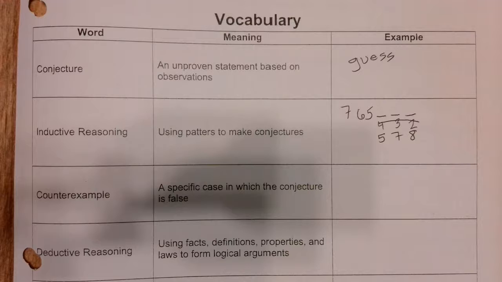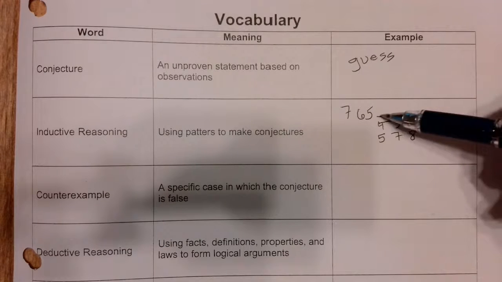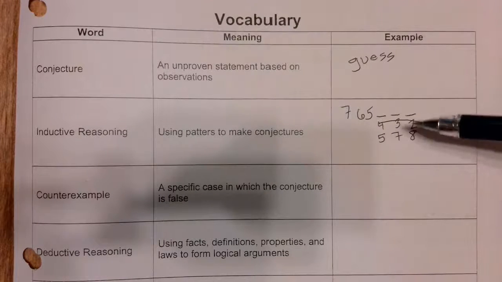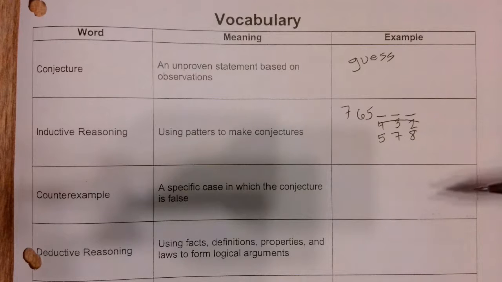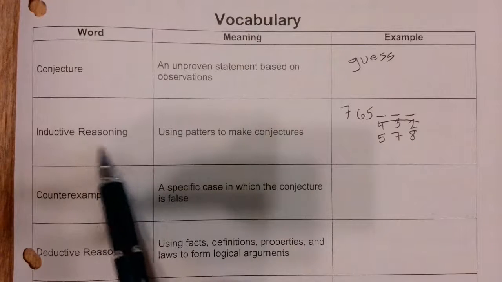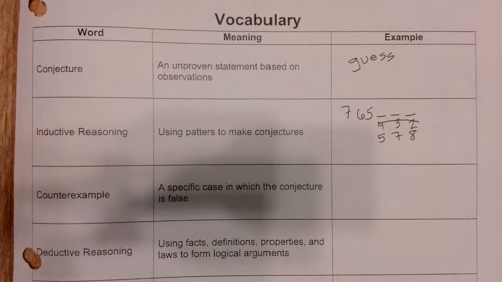The digits of my parents' phone number. Their area code happens to be 765. Their phone number is not 432. Now, for the record, it's also not 578, but it's a point for the example. Inductive reasoning is an educated guess based off of the pattern that you see.